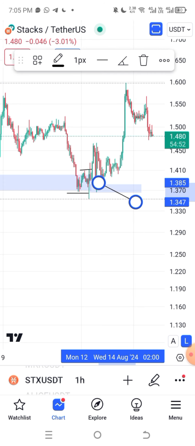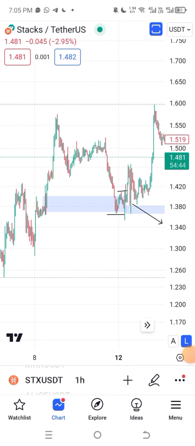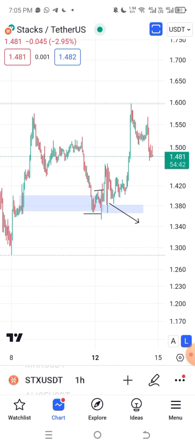So guys, this is basically how you can become profitable by simply following these few steps that I have given out to you.